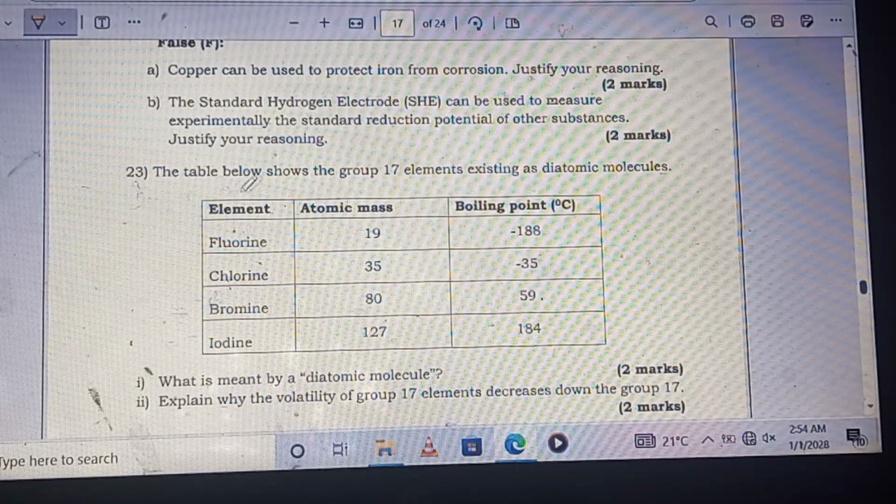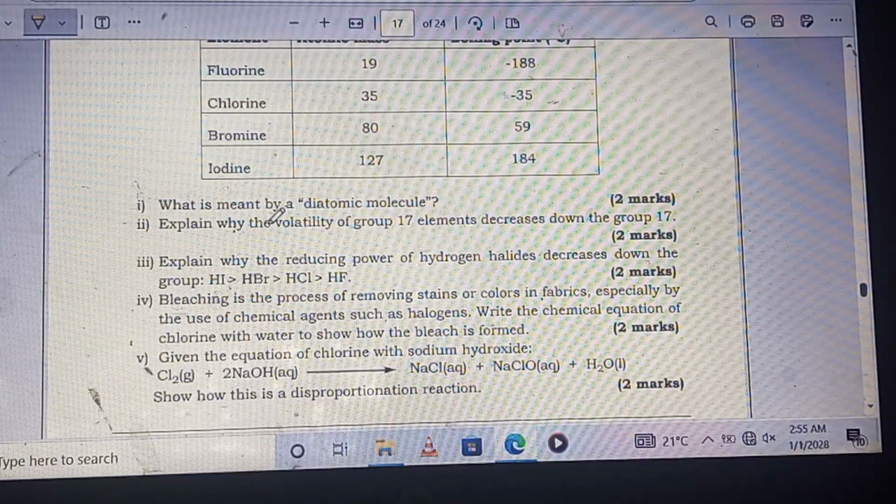Question 23. The table below shows the group 17 elements existing as diatomic molecules. You see fluorine, chlorine, bromine, iodine, and their atomic mass and boiling point. What is meant by a diatomic molecule? What do you think? Please type in the comments a definition for diatomic molecule. As a speed up, a diatomic molecule is a molecule made up of two atoms only.